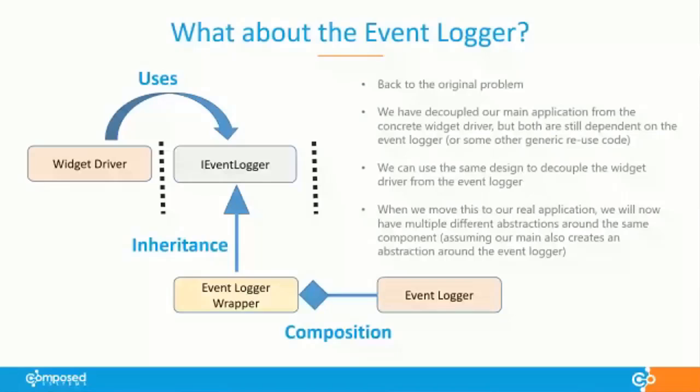So if you follow this pattern where you create an abstraction between every module of code, you're going to have an abstraction that your widget driver uses for the event logger, and then a wrapper around the event logger, right? And what's the problem with this? So if your application uses 5 different widget drivers, that means you're going to have 5 different abstractions around the event logger, in addition to maybe an additional abstraction around the event logger you have in your main application, right? So this could get very overly complex very quickly, lots of code that you maybe don't need.